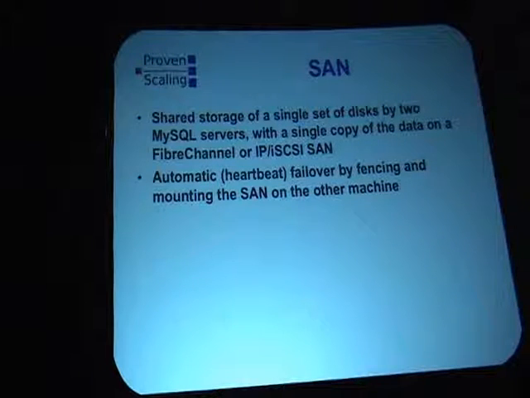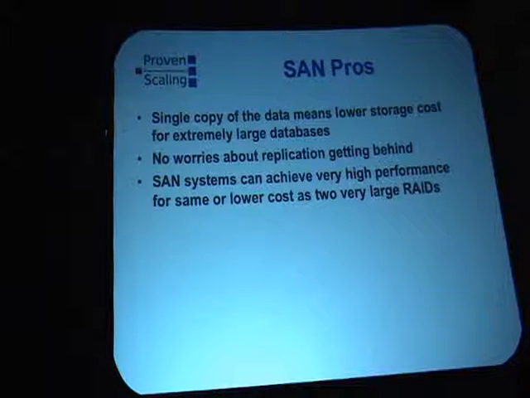This is an okay concept, and it has some ups and downs. You normally use heartbeat-based failover and fencing and such to mount the SAN on the target machine when there's an actual failure. The pros there is basically you have a single copy of the data, so particularly if you have very large databases, the storage cost could be reduced versus buying 3 terabytes of disks for two separate machines. It may be easier just to buy a single set of 3 terabytes of disk data. You don't have to worry about replication getting behind because you're both writing to the same source. There is a single SAN, but that SAN system is a single point of failure as well.